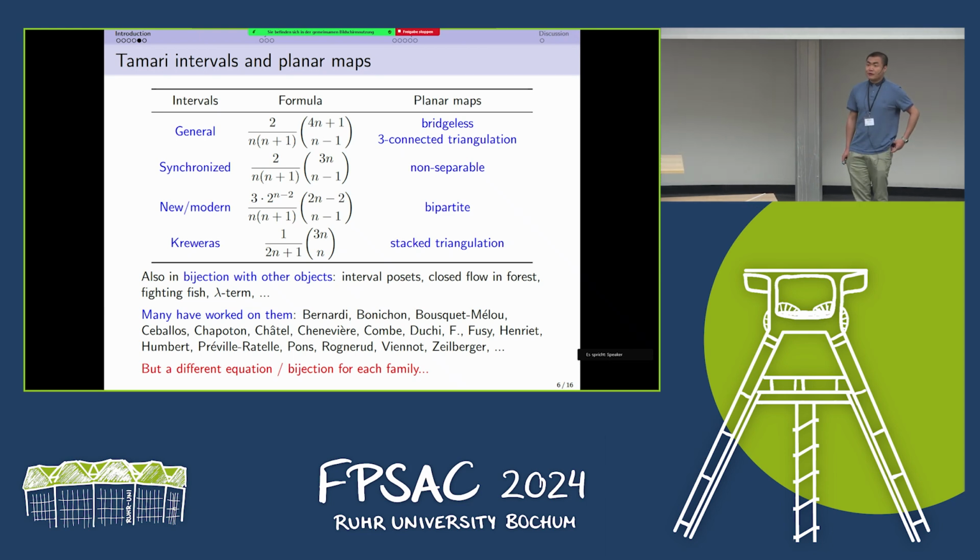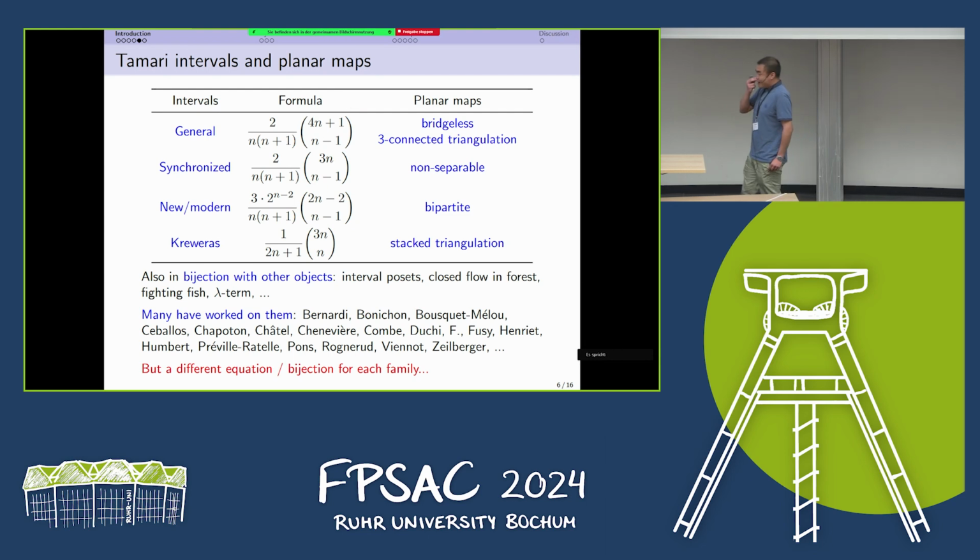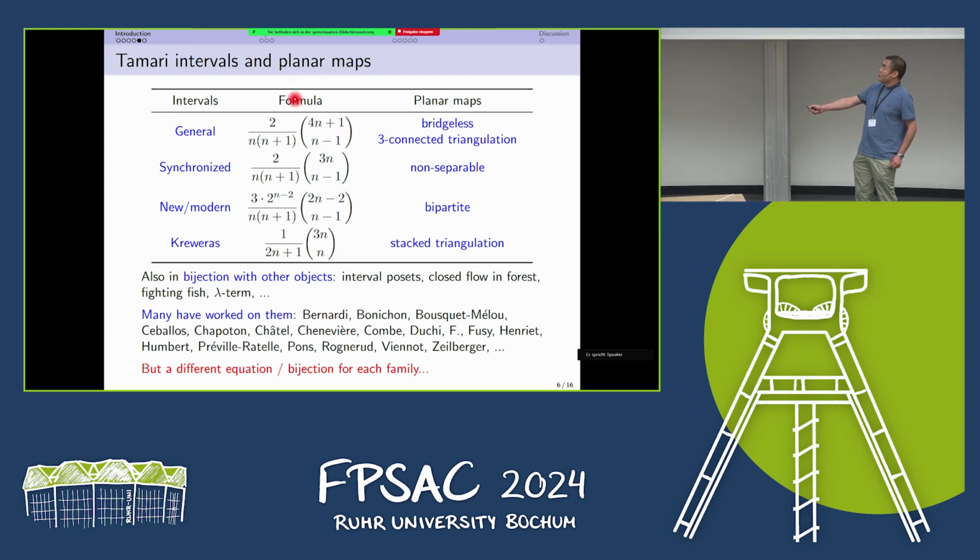There has been a lot of work on the enumeration and bijective study of these different families of Tamari intervals and their generalizations, with a lot of people working on it. And we have very rich results, much larger than this table, which was already large. However, there's something that's not that satisfying in this picture: for each line of the table, they are more or less the same kind of object. They are all Tamari intervals. They only differ a bit in the restrictions.